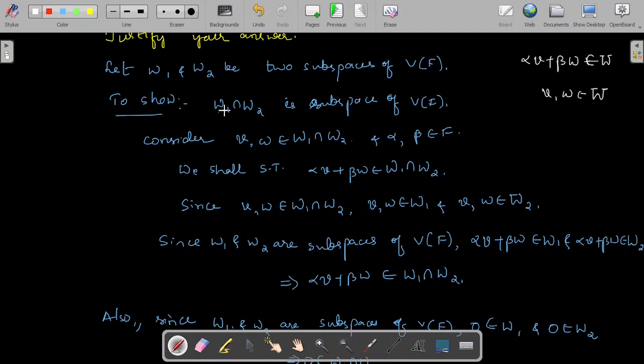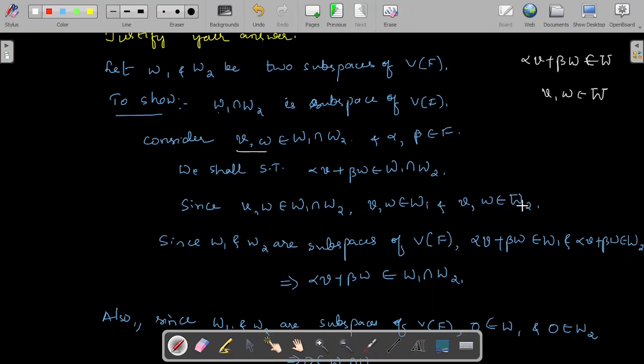Now we have to show that W1 intersection W2 is a subspace of V(F). To do that, consider elements from W1 intersection W2. So consider v, w belonging to W1 intersection W2 and alpha, beta belonging to F. We have to prove that alpha v plus beta w belongs to W1 intersection W2. As these two elements are in the intersection, v, w should be in both W1 and W2. Then only they will come under the intersection. So v, w belong to W1 and v, w belong to W2.